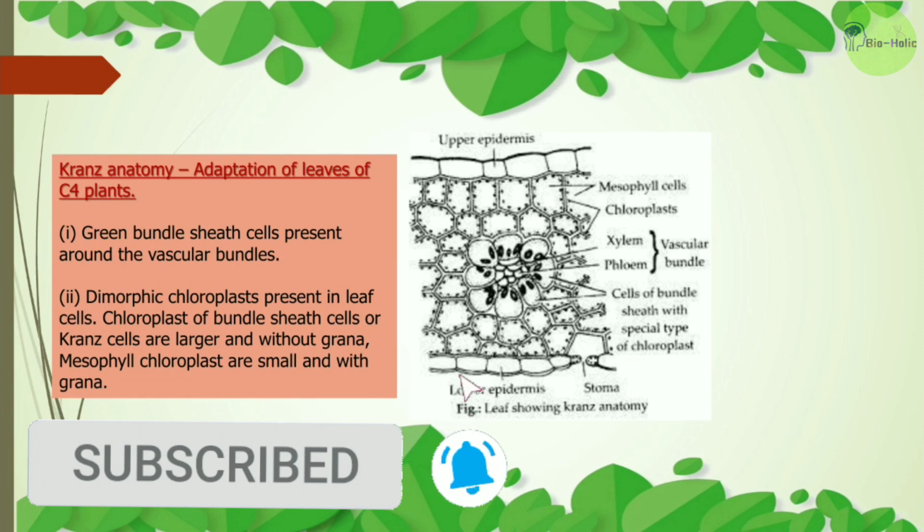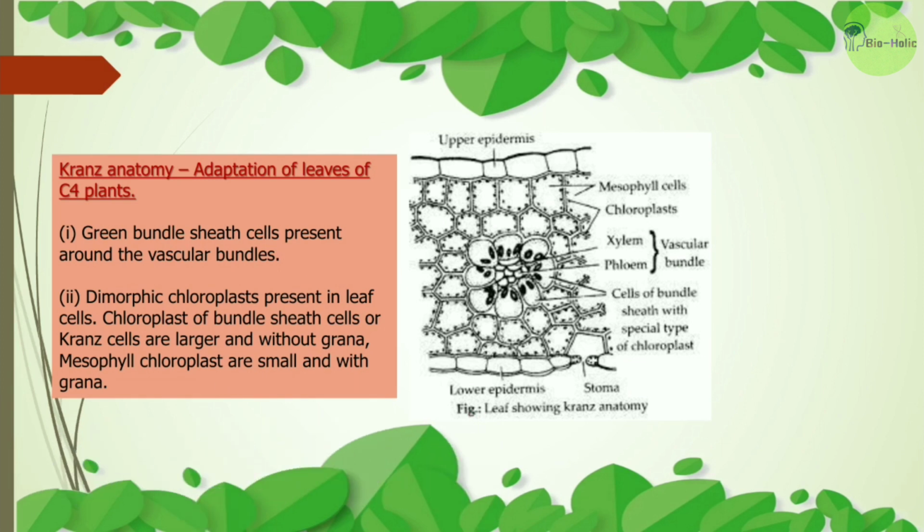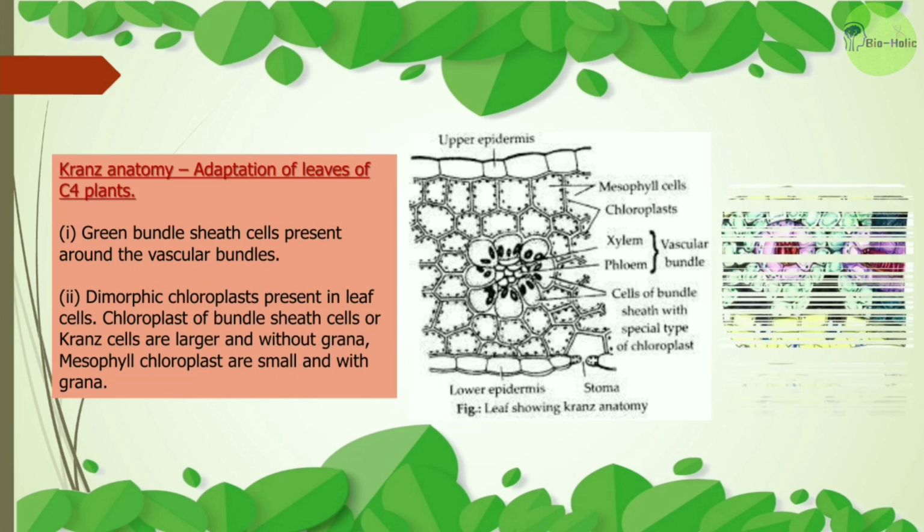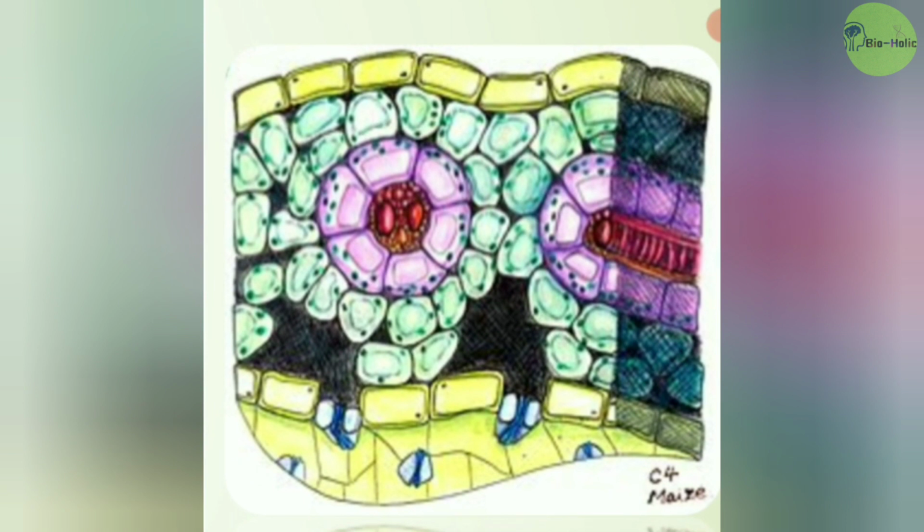And also here dimorphic chloroplasts are present in leaf cells. Chloroplasts of bundle sheath cells or Kranz cells are larger and without grana, and mesophyll chloroplasts are small and with grana. This is the structure of the leaf anatomy of C4 maize.